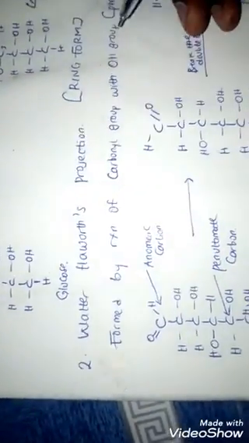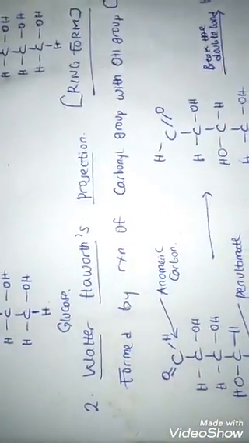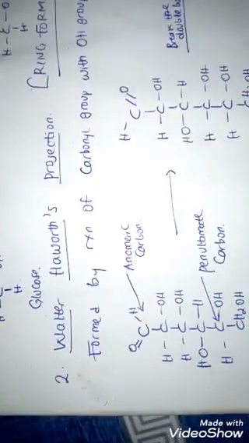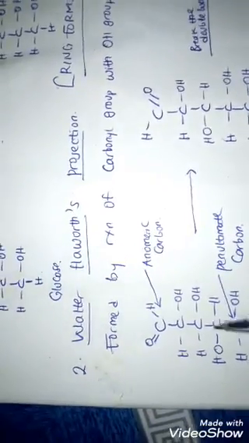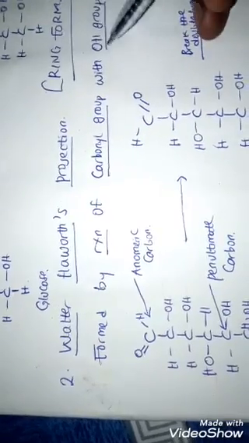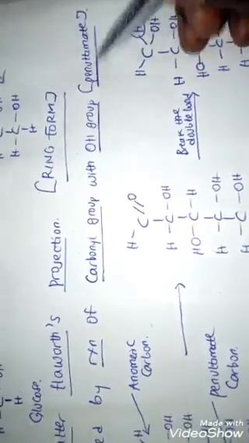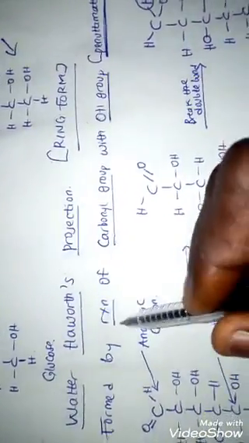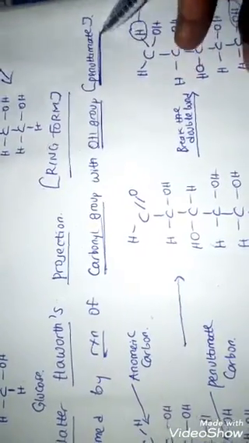Now, without wasting our time, let's just quickly go to the second part, the most important part now. That's the Haworth projection, and that's the ring form of carbohydrates. Now, your Haworth projection is formed by the reaction of your carbonyl group with a hydroxy group. And this hydroxy group is always coming from the penultimate carbon.